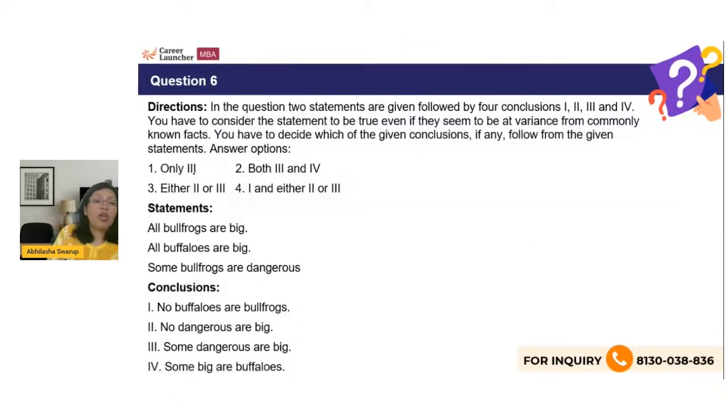All right, let's look at question number 6. Only 3 follows, 2 or 3 follows, 1 or 4 follows, or 1 and either 2 or 3 follows. So here is your question. Let's take a look. Also, we've already done this question, guys. Okay. So therefore, we've done it.